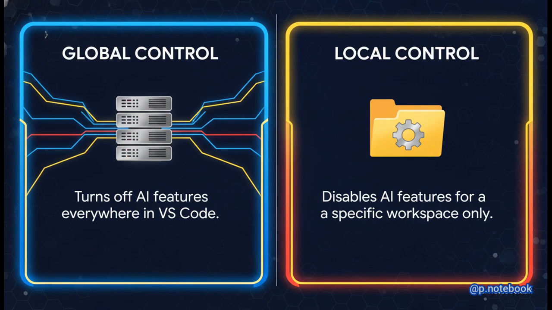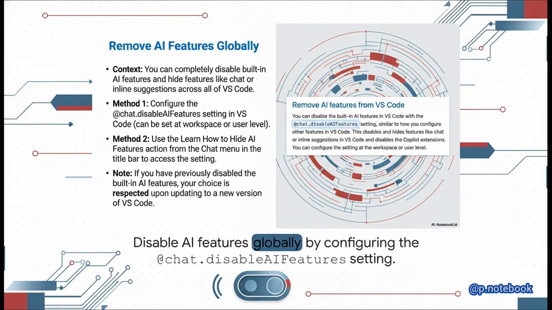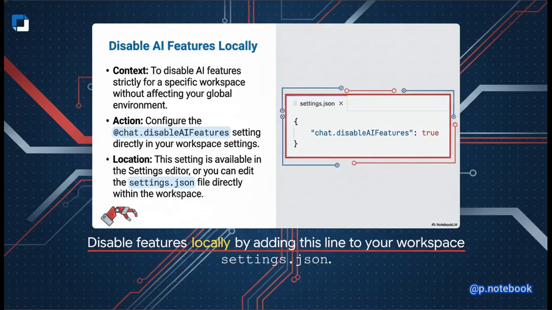So you really have a choice here. Think of it like a master switch that turns off all AI features everywhere in VS Code. Or you can take a more targeted approach and just flip the switch for the specific project you're in at the moment. To disable Copilot everywhere, you're going to go to your user settings and find @chat.disableAIFeatures. This is that master switch. It will shut down all AI features, chat, inline suggestions, everything across every single one of your projects. But for that more precise control, just open up the settings.json file inside your project's .vscode folder. Add this one line, and Copilot will be turned off for this project only, leaving it on and active everywhere else. It's perfect.